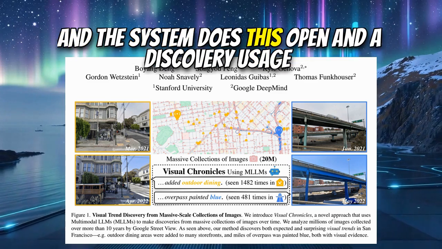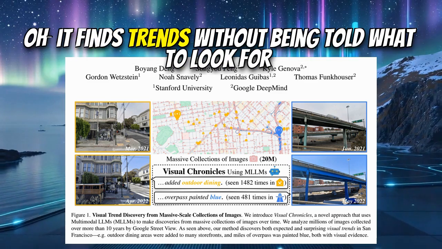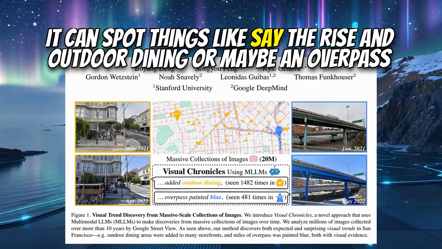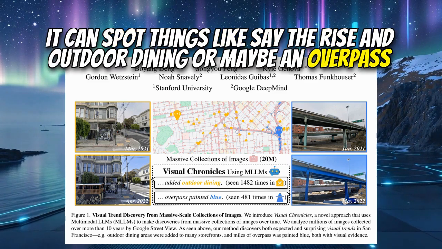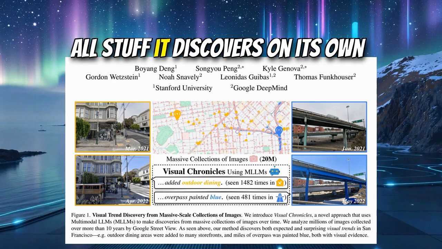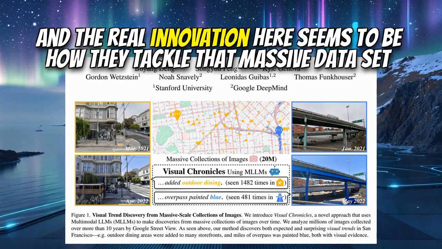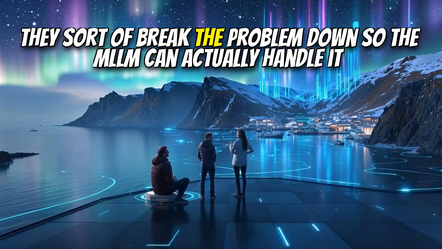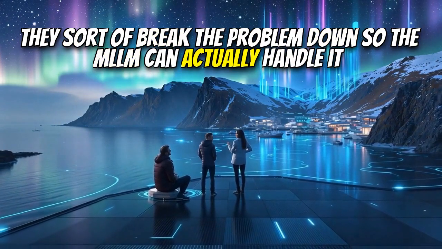And the system does this open-ended discovery, so it finds trends without being told what to look for? Exactly. It can spot things like the rise in outdoor dining or maybe an overpass getting painted a new color. All stuff it discovers on its own. And the real innovation here seems to be how they tackle that massive data set. They break the problem down so the MLLM can actually handle it.